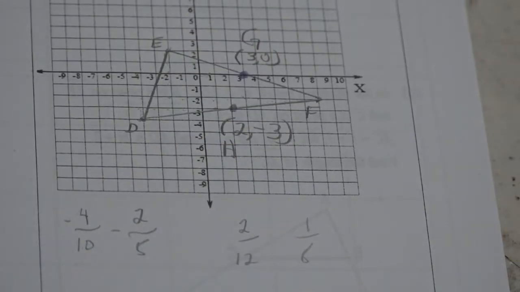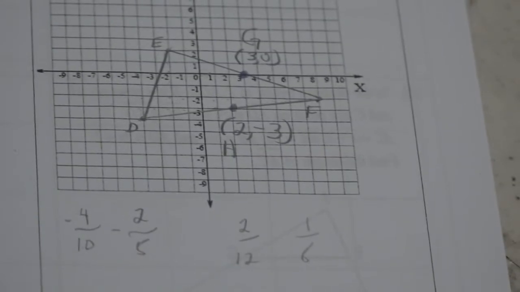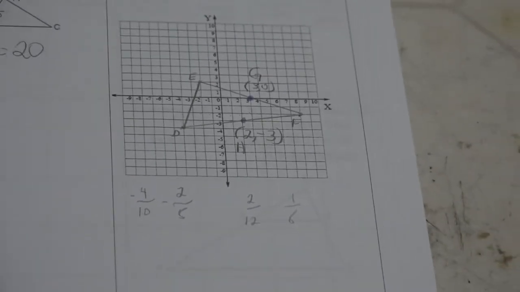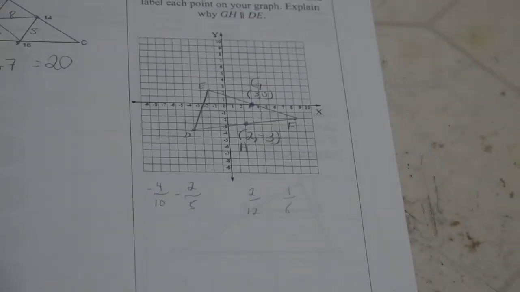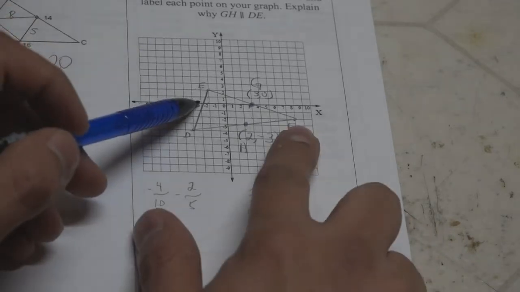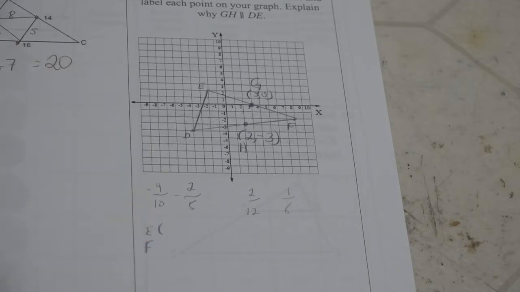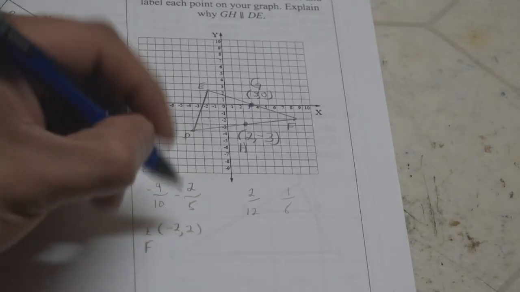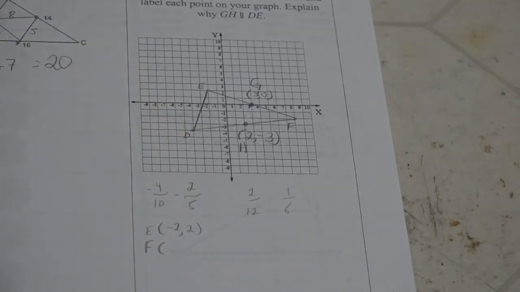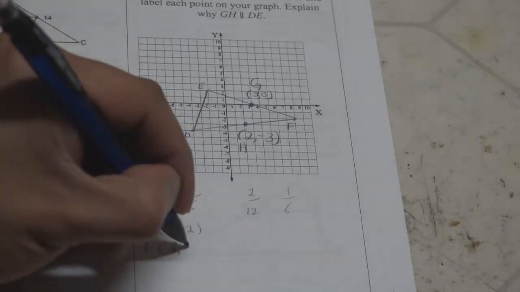All right. Now, what is the proper way to find the midpoint? That will be using the midpoint formula. So fine, I'm gonna use the midpoint formula. Okay, so how do I do that? Easy. I'm gonna find the midpoint from E to F. So I need the coordinates of E and the coordinates of F. The coordinates of E are negative 2, 2. And the coordinates of F are 8, negative 2.